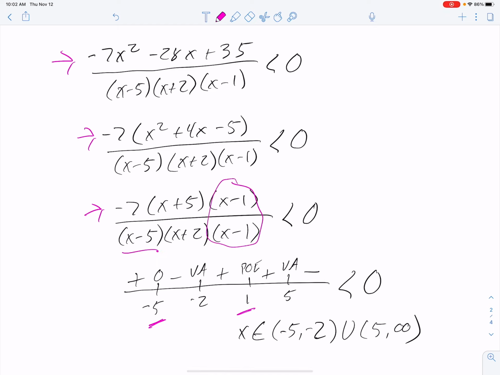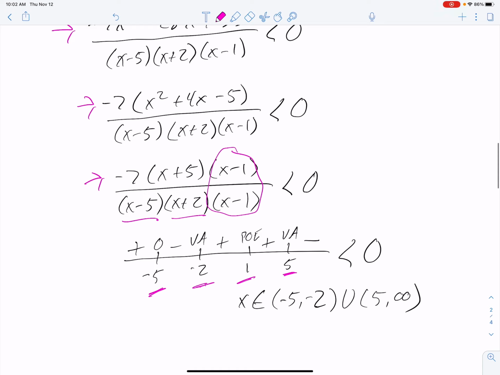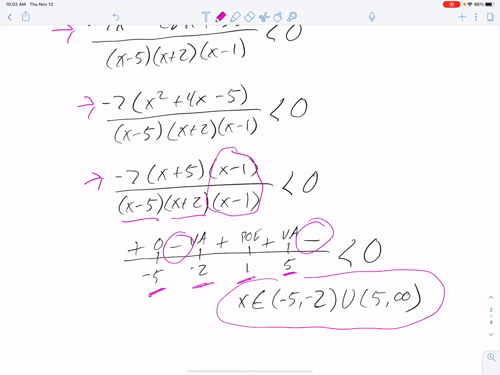I've got a vertical asymptote at 5 and a vertical asymptote at -2. Tested values to come up with my sign pattern. Now, since this is less than 0, I'm going to focus on my negative values. And since it's less than and not less than or equal to, I know that I'm not going to need any brackets in my answer.